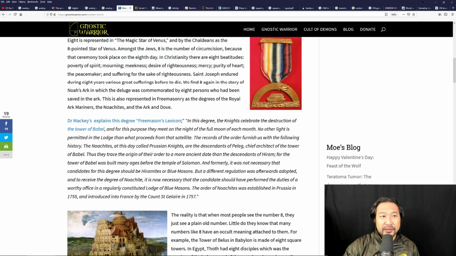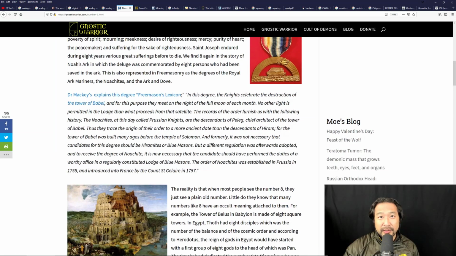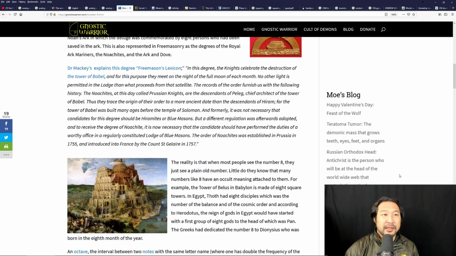We find 8 again in the story of Noah's Ark, in which the deluge was commemorated by 8 persons who had been saved in the Ark. This is also represented in Freemasonry as the degrees of the Royal Ark Mariners, the Noachites, and the Ark and the Dove. I did not even know that part. Dr. Mackey explains this degree in his Freemasons' Lexicon. In this degree, the knights celebrate the destruction of the Tower of Babel. And for this purpose, they meet on the night of the full moon of each month. No other light is permitted in the lodge than what proceeds from that satellite. The records of the order furnish us with the following history.